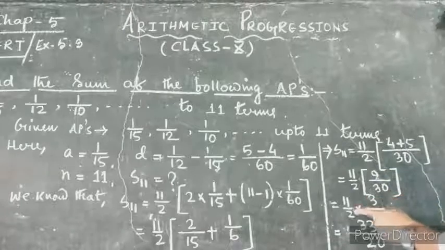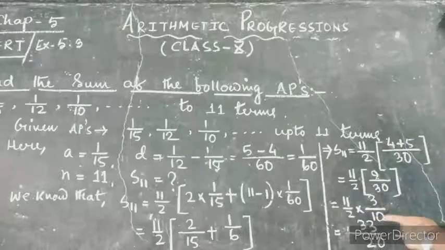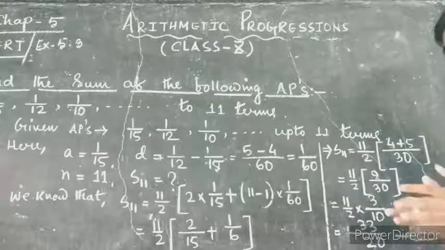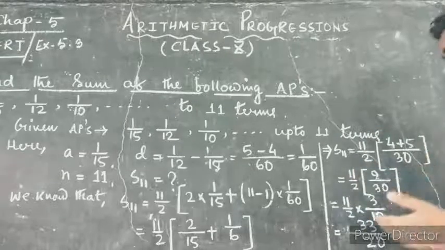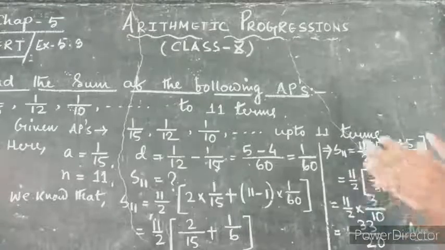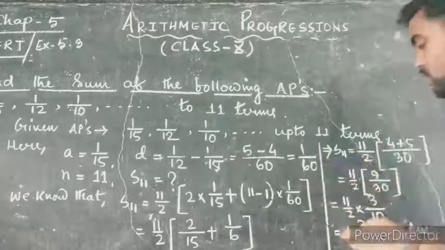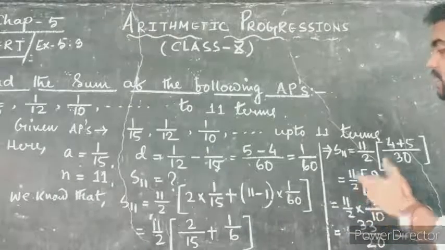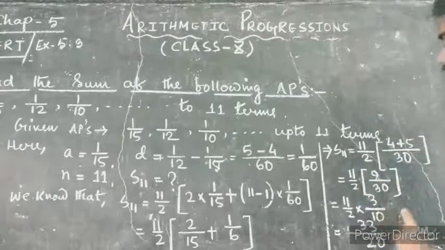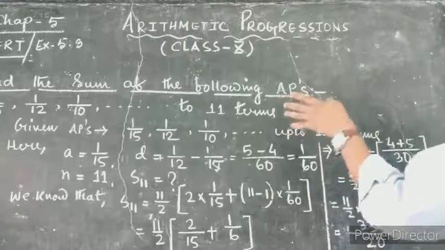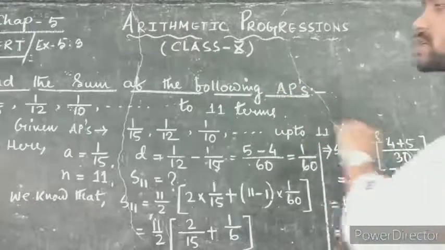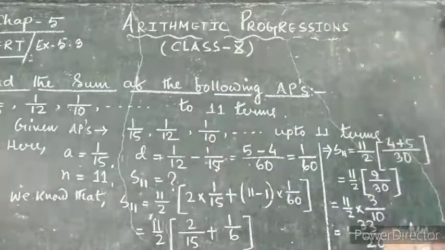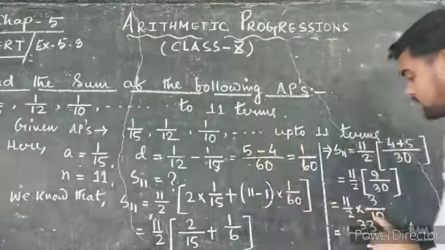So 11 by 2 multiplied by 3 by 10. There is no cancellation between these two fractions, no numerator and denominator cancel, so we multiply numerator with numerator and denominator with denominator. 11 into 3 is 33 and 2 into 10 is 20. So our answer is 33 by 20. That means the sum of all the terms of this given series, the sum of 11 terms, is 33 by 20.